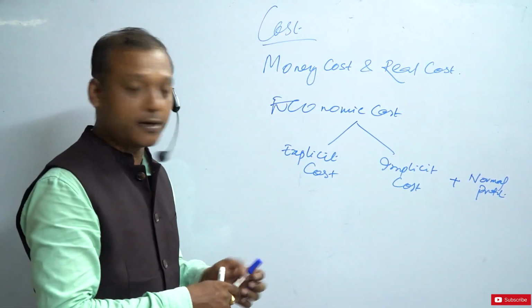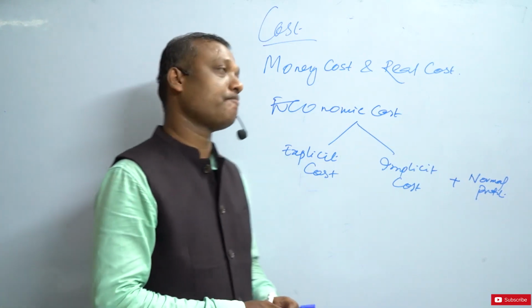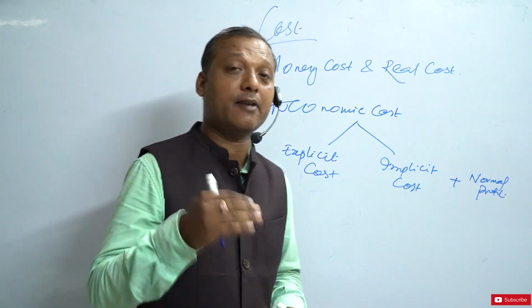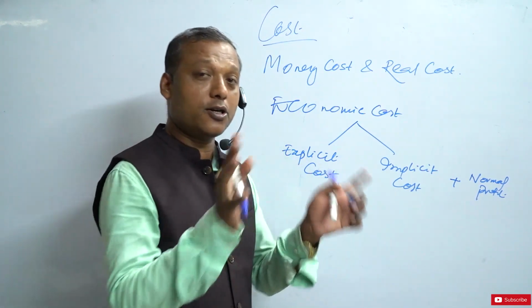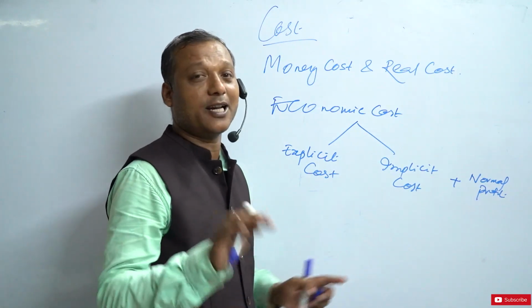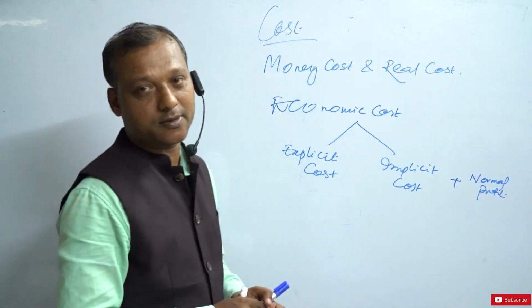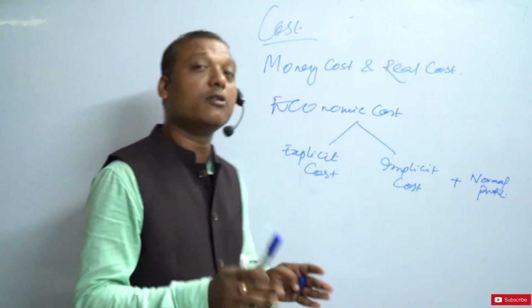Let me talk about your explicit cost and implicit cost. Explicit cost is the cost which is recorded in the book of accounts. It is a part of the book of accounts. All costs are recorded in the book of accounts, whereas implicit costs are not a part of the book of accounts. They are not recorded in the book of accounts. Is that clear? Explicit costs are the costs which are recorded in the book of accounts.